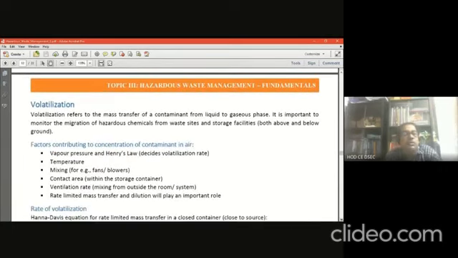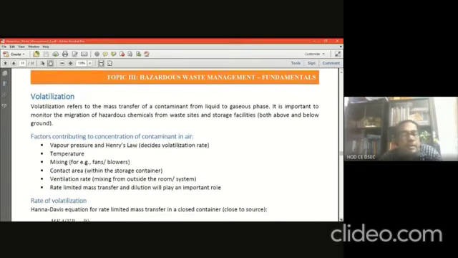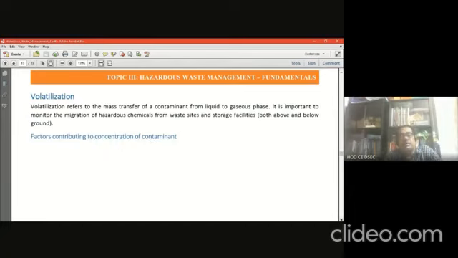Now, what is volatilization? Volatilization is an important characteristic and property of hazardous waste. Volatilization refers to the mass transfer of a contaminant from the liquid to the gaseous phase. This is called volatilization. So it is mass transfer, that is, partitioning from liquid to the gaseous phase. It is important to monitor the migration of hazardous chemicals from waste sites and storage facilities, both above and below the ground.